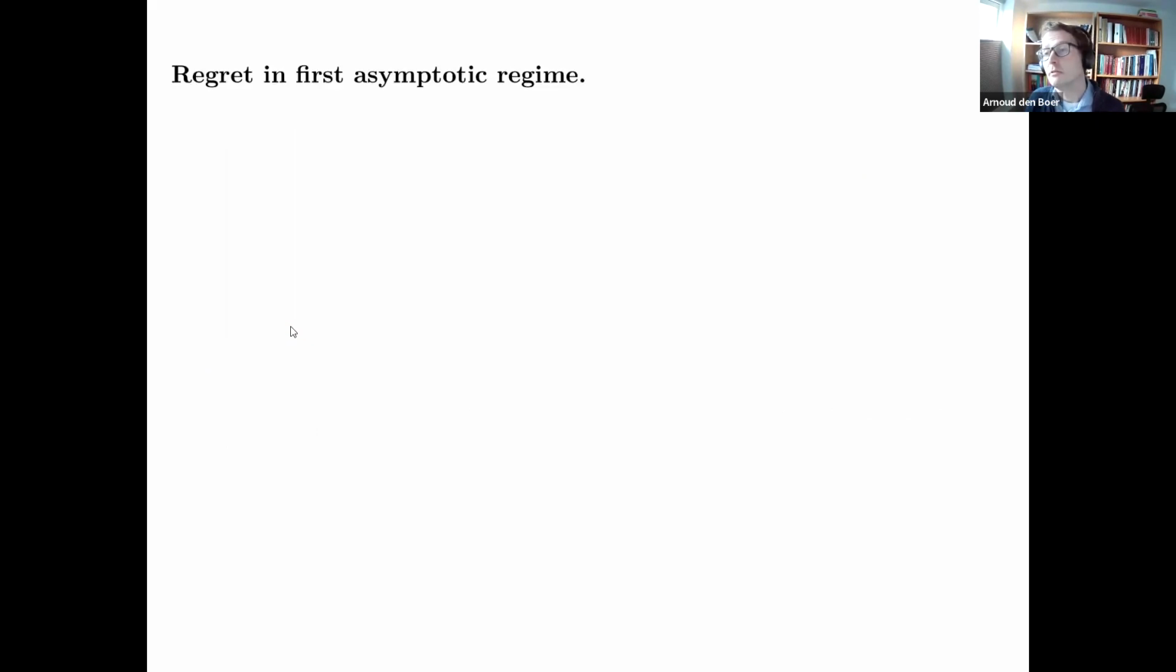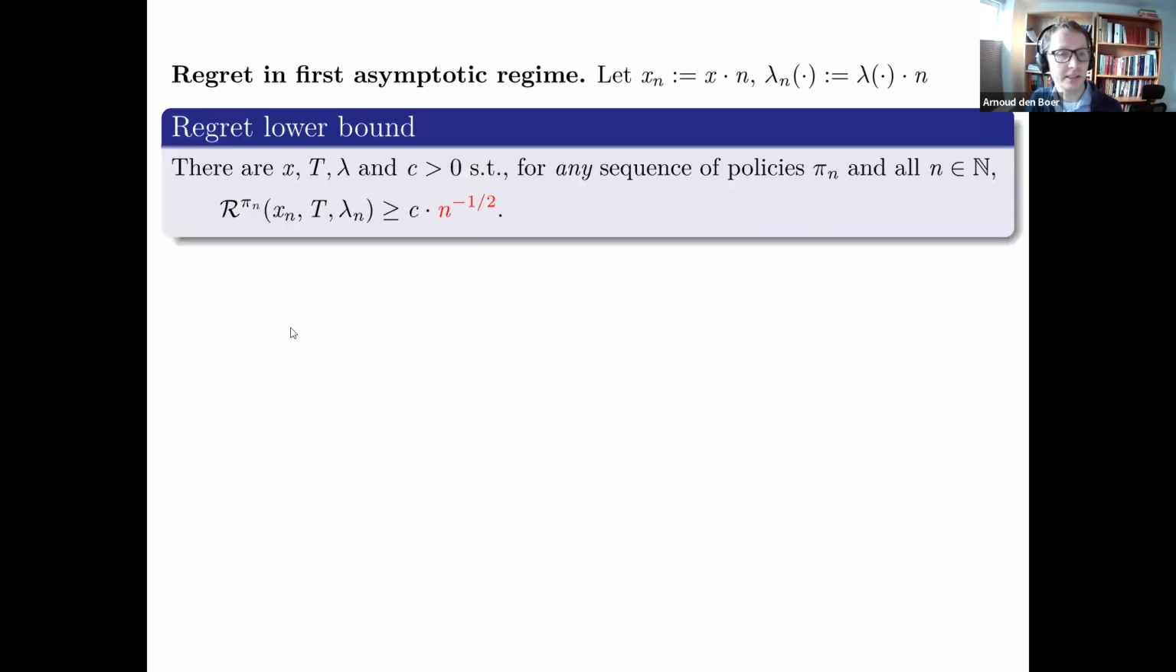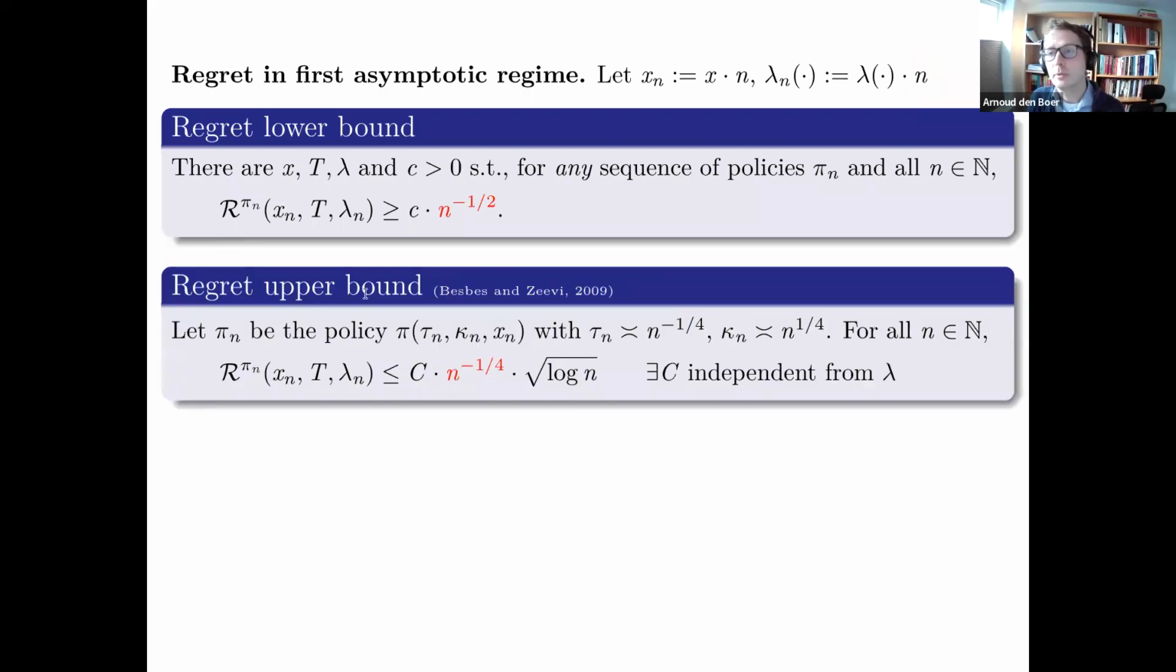Okay, let's study the regret in this first regime. Or I said study, but due to time constraints, I just give the results. So the regime is we consider a sequence of problems. And in the nth problem, where n is a natural number, the inventory is x times n, and the demand function is the original demand function times n. Now, if you do that, then there are two results in the paper. Let me start with the upper bound.